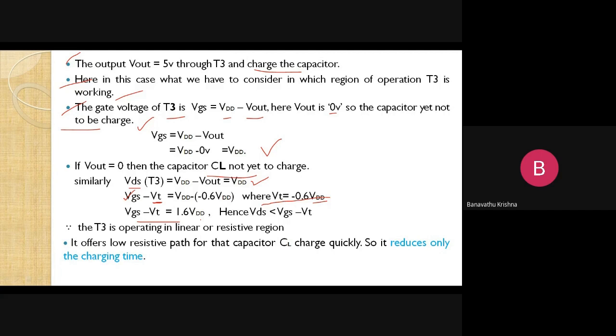Okay. So here our applied voltage across VDS is less than VGS minus VT. Then only the transistor T3 is going to be working in the on condition, or in the linear region, or resistive region. Then only it offers a very low resistance path for the capacitor CL to charge quickly. For that, the capacitor CL is going to be charged quickly. So it reduces only the charging time, right?